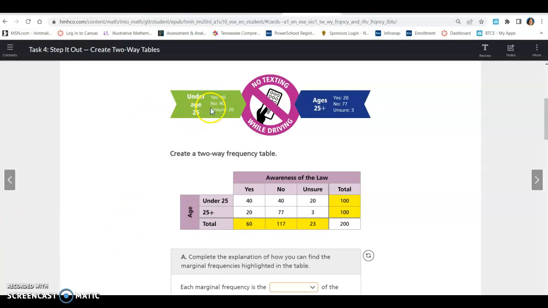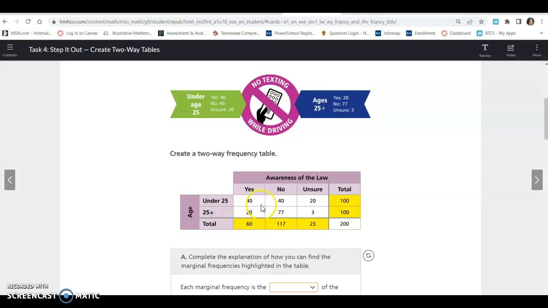For under age 25, 40 said yes, 40 said no, and 20 said they were unsure. Ages 25 and older, 20 said yes, 77 said no, 3 said they were unsure. All right, so we can take this information and create a two-way frequency table. On the left, they put age, so we got under 25 and 25 plus. At the top, we've got awareness of the law. We've got yes, no, and unsure.